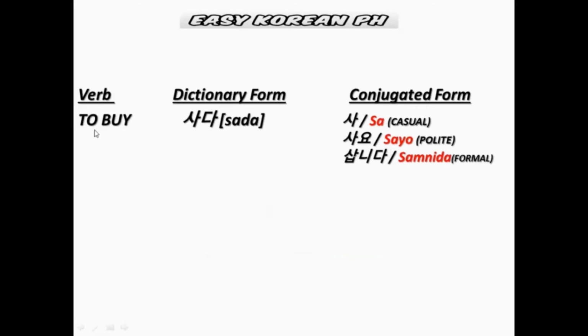Okay, next verb, you have to buy. The dictionary form of this verb is sada. Okay, for the casual form, if you're going to use this one casually, that is sa. Polite form, sayo. Then for the formal form, it is samnida. So once again, dictionary form, sada. Casual form, sa. Polite form, sayo. And then formal form, samnida.